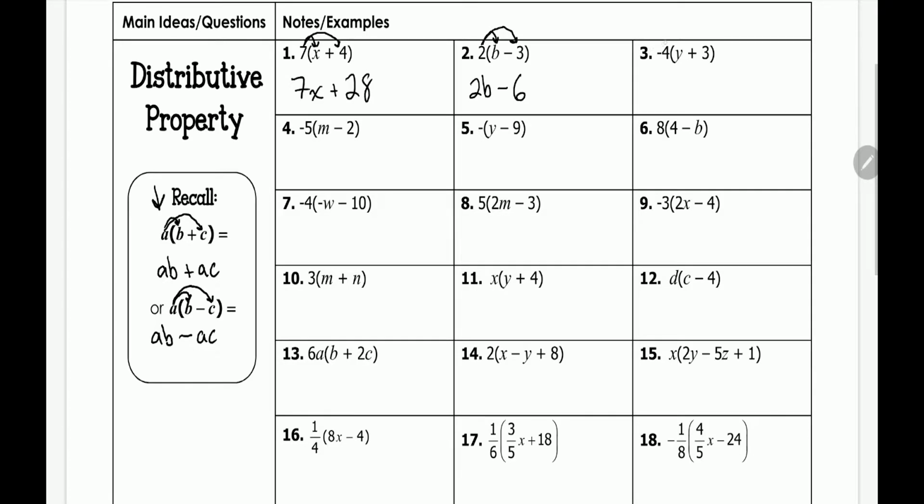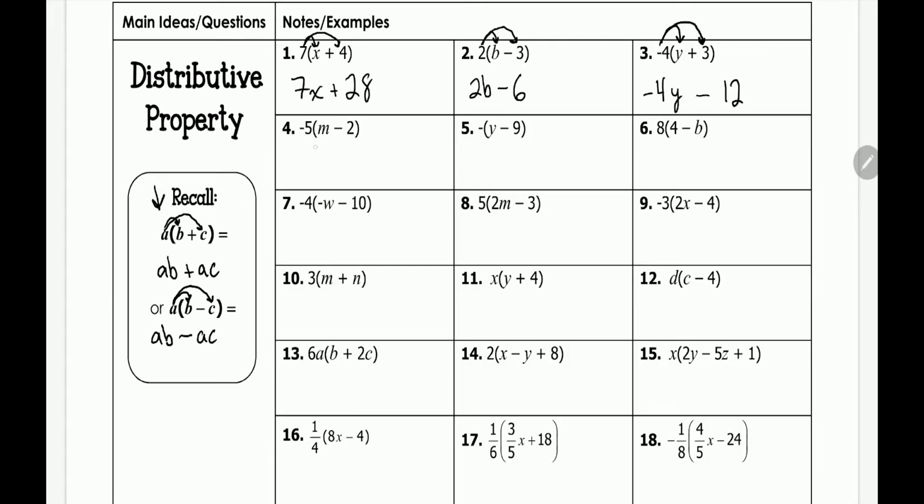Moving on to number 3. We have negative 4 multiplied by the quantity y plus 3. So this negative 4 is going to be distributed onto the y and the 3. We have negative 4 times y, which is negative 4y. And whatever sign is in the middle, which is plus, we have negative 4 multiplied by 3. Negative 4 multiplied by 3 gives us negative 12. And if we're adding a negative, it's the same thing as just subtracting. So we have negative 4y minus 12. And we're done.